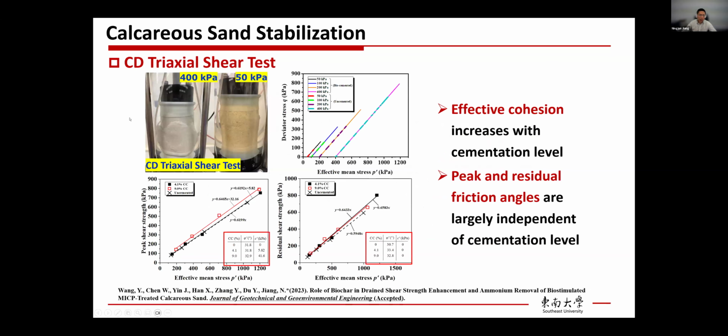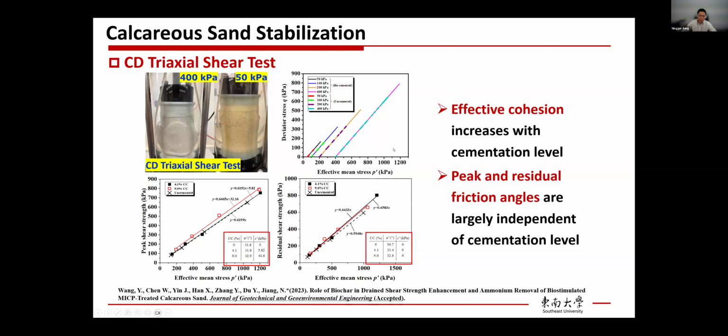Then for the CD triaxial shear test, first the graph shows the samples at 400 kPa and 50 kPa. For 400 kPa, we can see some shear band here. For 50 kPa, it's just like a bulging failure mode. Then the second graph shows the stress path, deviator stress versus effective mean stress. Because here it's a drained test, it's just a straight line, but the peak point is different. The solid line here is the biocemented case, and the dotted line is the uncemented case. So the biocemented case basically has a higher peak value than the untreated case.